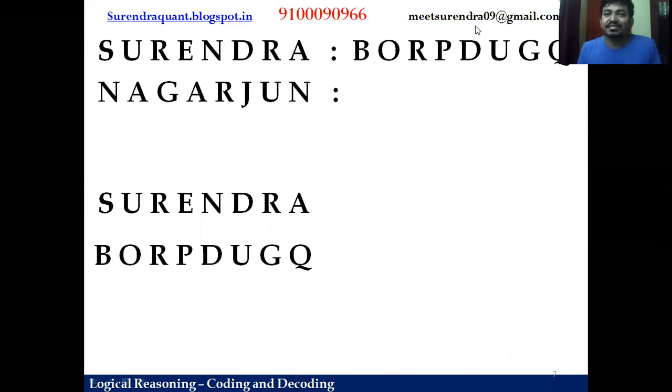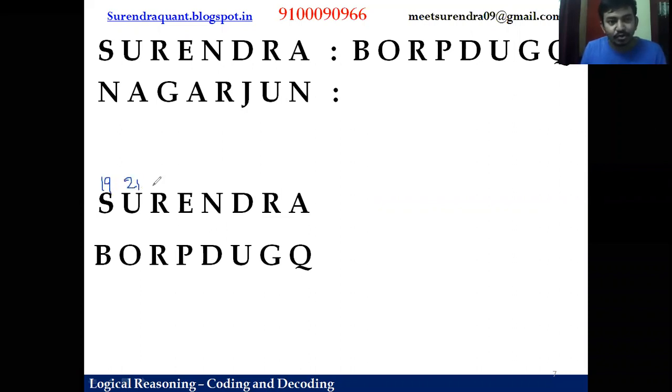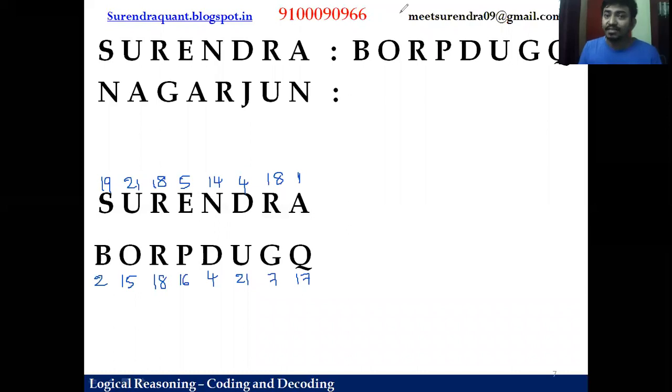So in the previous questions, the coding is first to first or first to last, where we simply decoded the logic. But here it is a little difficult question. So let's see the coding, guys. First, let me give the numbering here. S 19, U 21, R 18, E 5, N 14. This is 4. This is 18. This is 1. Now this is 2. This is 15. This is 18. This is 16. This is 4. This is 21. This is 7. This is 17.